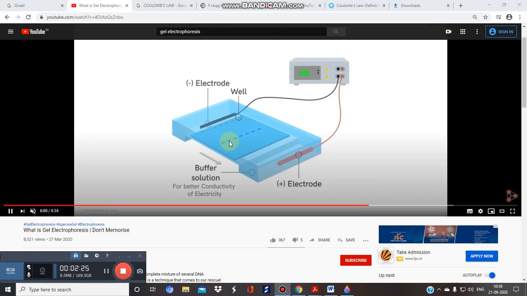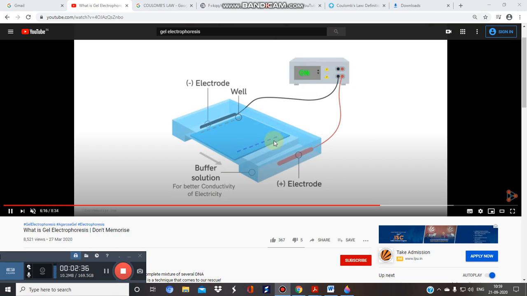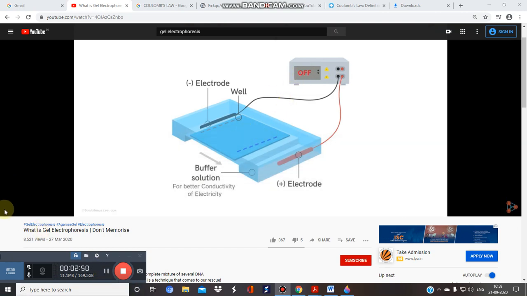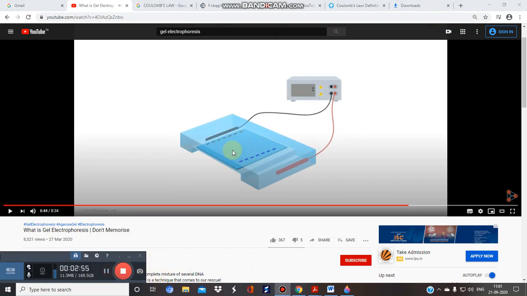But you can see the movement of the dye varies from the movement of the DNA, because DNA will not move with the dye, and the dye will move faster than the DNA. When it reaches the end of the gel, it gives an indication that the dye has reached, and we will turn off our supply so that we can see where our DNA is. It will give us an idea about the movement of our DNA. Let's see again. At this point we are not able to see any DNA.